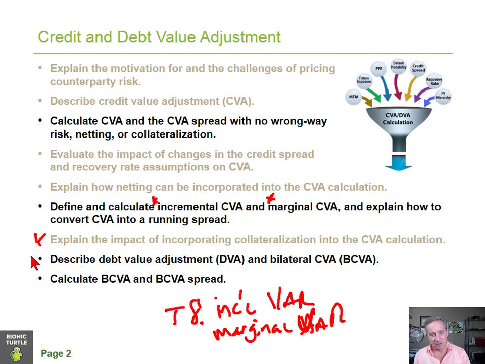but we will look at, at the end, describe the debt value adjustment and bilateral CVA. So we start with CVA, which by itself is a unilateral pricing of counterparty credit risk, and then we just introduce the debt value adjustment that completes the CVA in a way and makes it bilateral CVA. So we could think of the regular CVA as a special case of the bilateral CVA, where we're ignoring ourselves as the institution, and then we'll just look at the spread at the end.